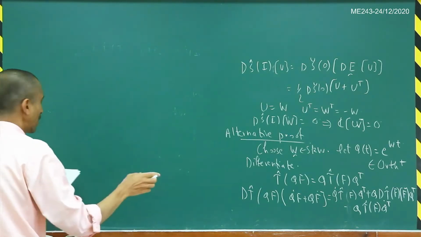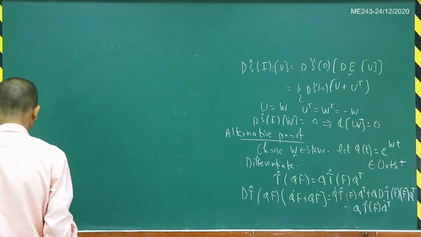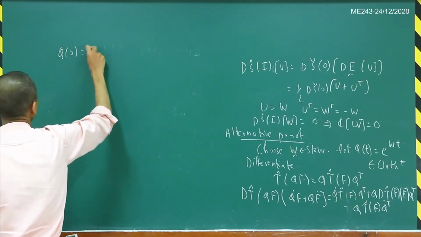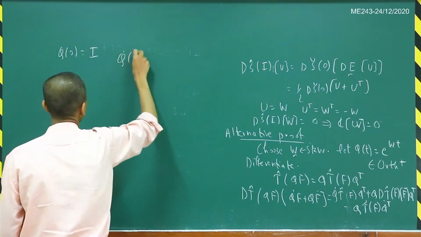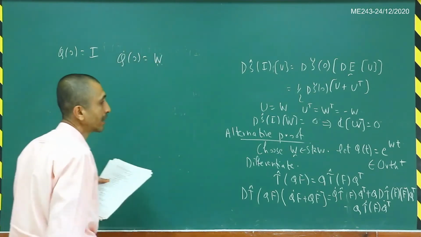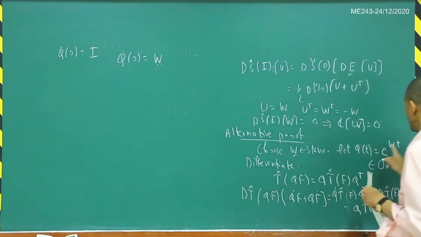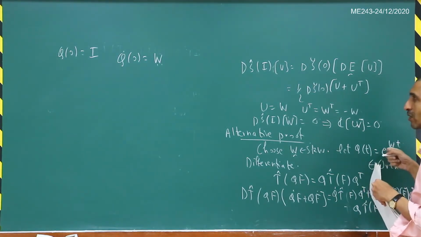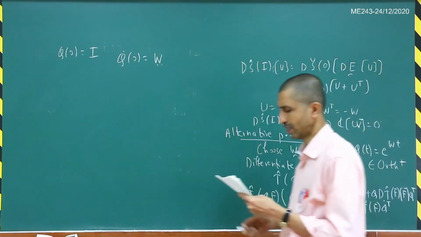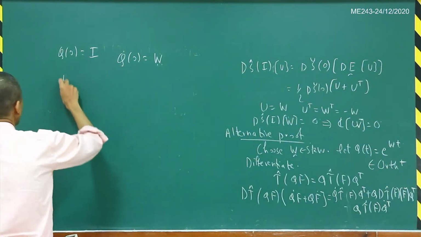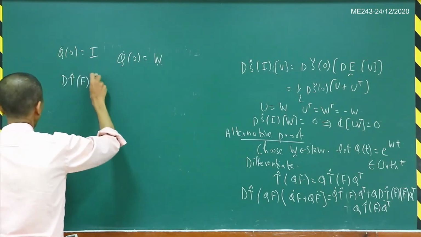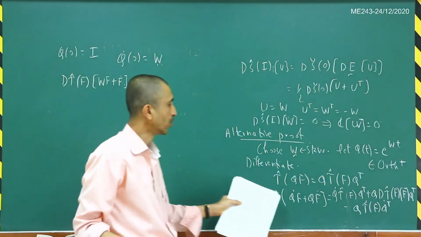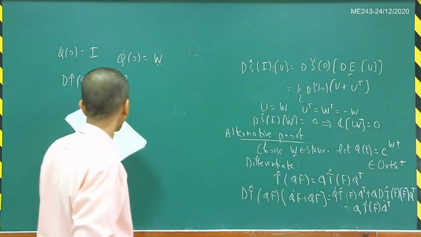Now if I simplify this particular expression, Q of 0 is equal to identity, and Q dot of 0 is equal to W. If you evaluate this tensor at t equal to 0, then e to the 0 is identity, and Q dot is W times e to the Wt, which is going to be W at time t equal to 0. So you get d of tau hat evaluated at F in the direction of WF plus F dot. Basically I am now substituting Q dot equal to W and Q equal to identity in this result. That's what I will get.